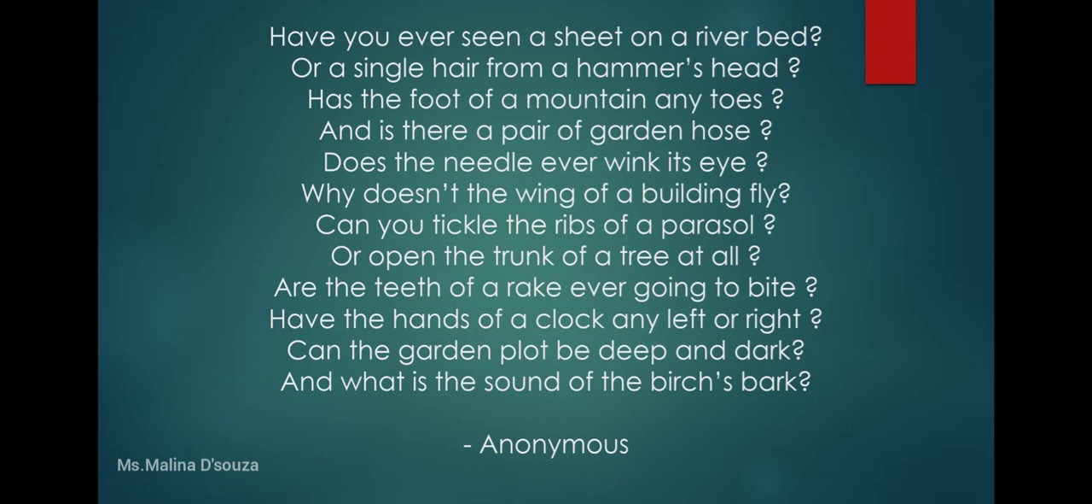Anonymous. Now, anonymous means, students, the poet has not revealed his identity. So, we don't know who the poet is. Now, let us take each and every line and understand it separately.